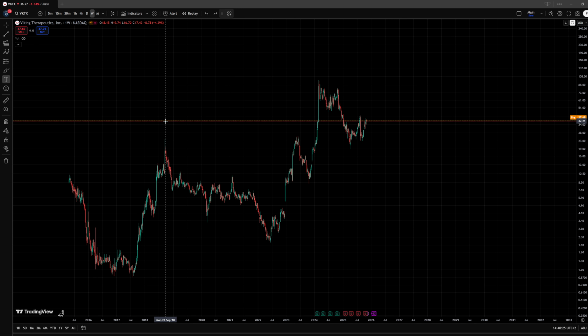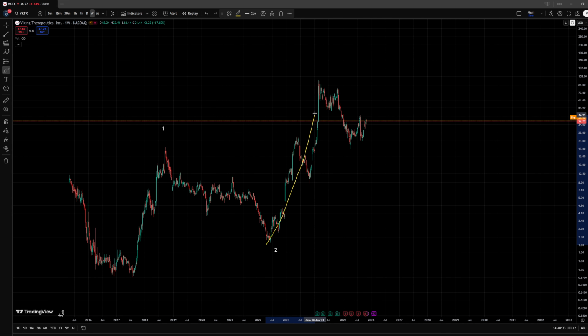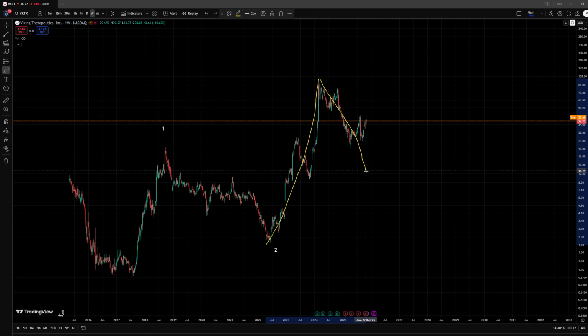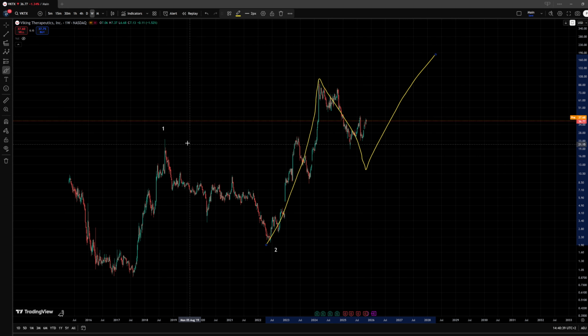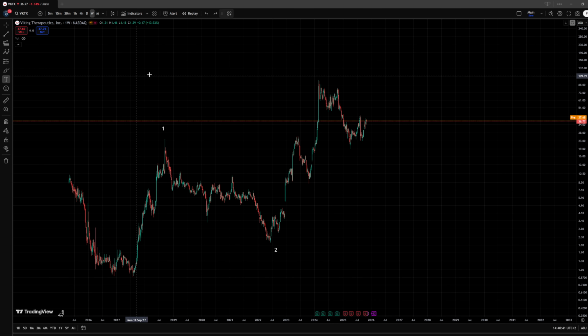But we can still track the possibility of a larger leading diagonal forming, and in that case I would be considering this a 1-2 setup, and then this would be the A wave up. I would be watching out now for a wave B correction and a C wave to get us to the ideal target afterwards in a wave 3.